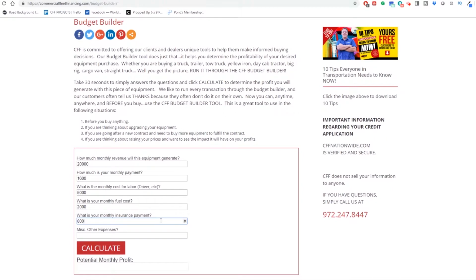And the last field is what we call miscellaneous other expenses. It could also be called your reserve account, your repair and maintenance account. We actually think that many customers are not budgeting for enough in repair and maintenance. We want you to use $1,000 there.